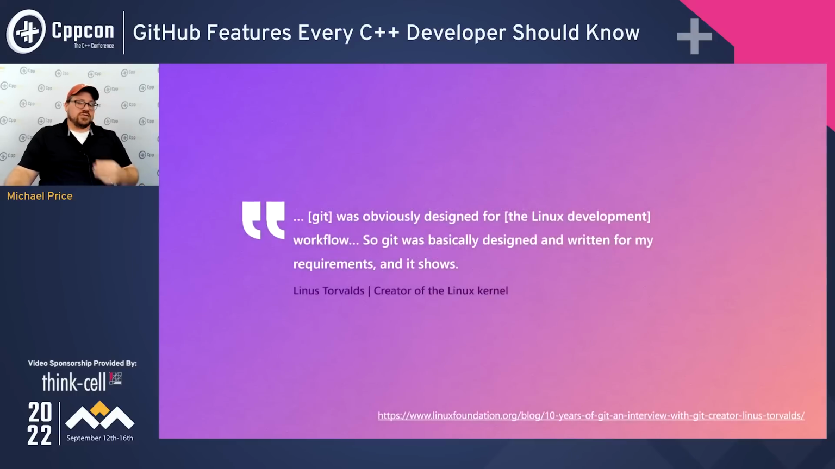Okay, so this is a quote from Linus, the creator of the Linux kernel. Git was obviously designed for the Linux development workflow. So Git was basically designed and written for my requirements, and it shows. So what were their requirements?